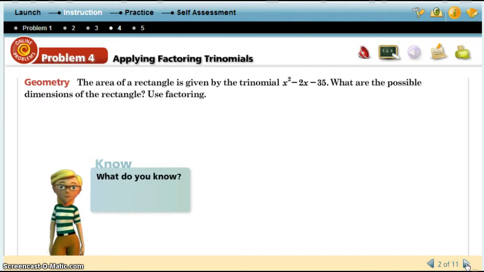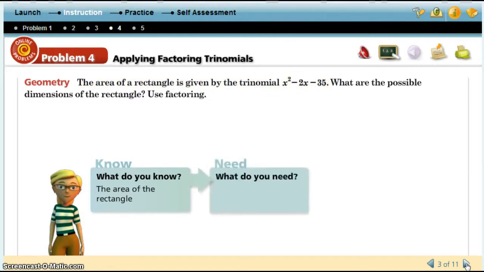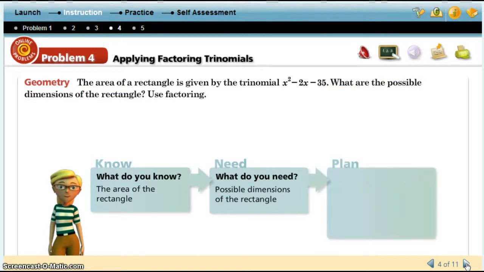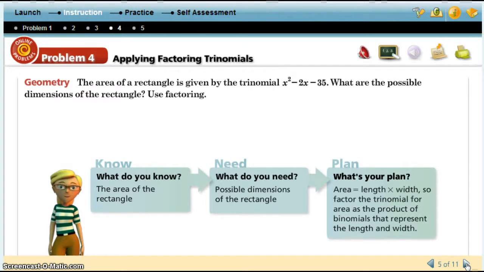What do you know? You know the area of the rectangle. What do you need? You need the possible dimensions of the rectangle. So what's your plan? Area equals length times width. So factor the trinomial for area as the product of binomials that represent the length and width.